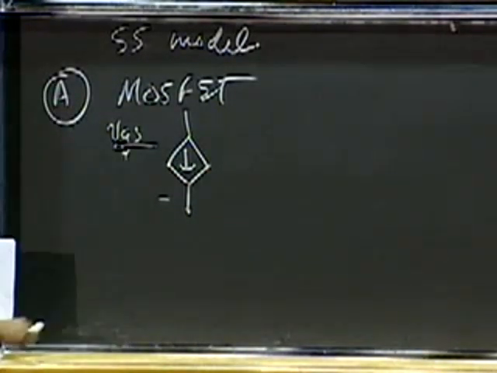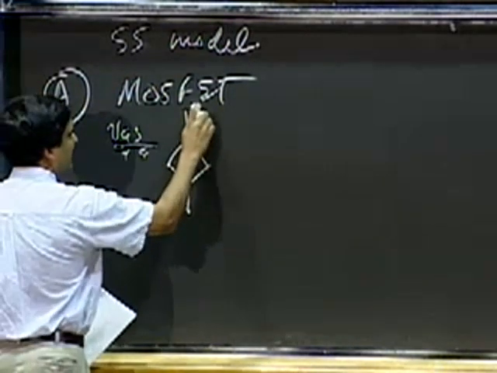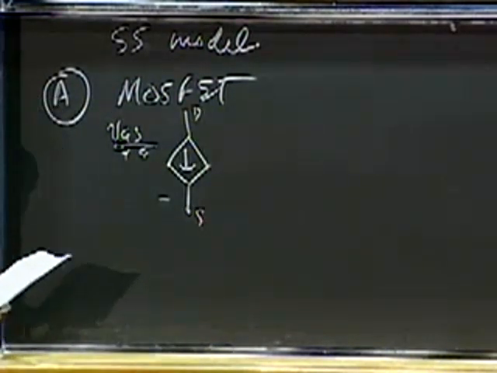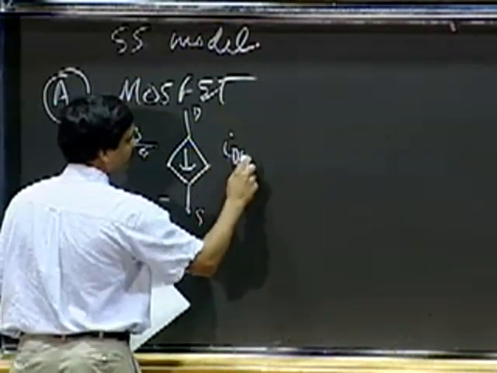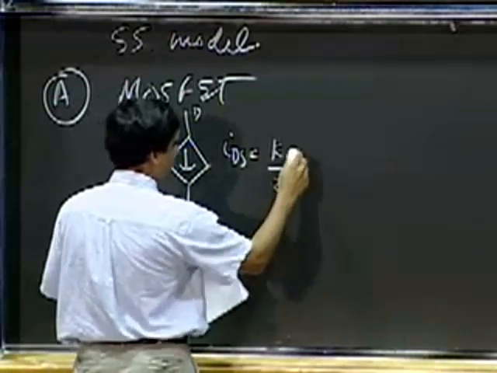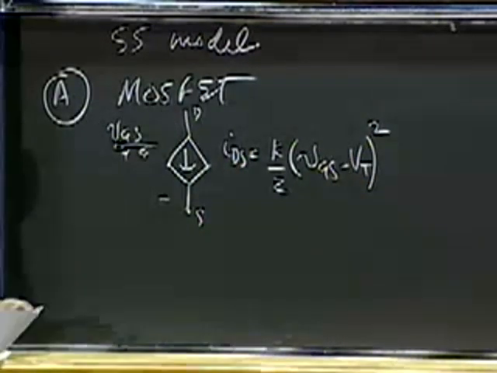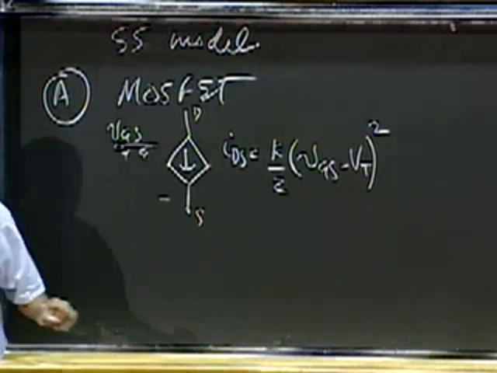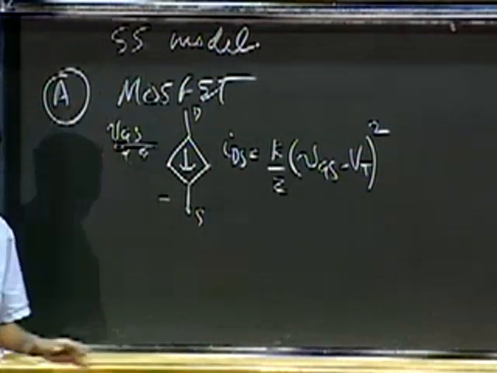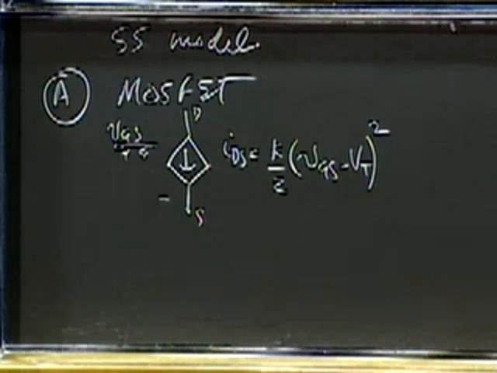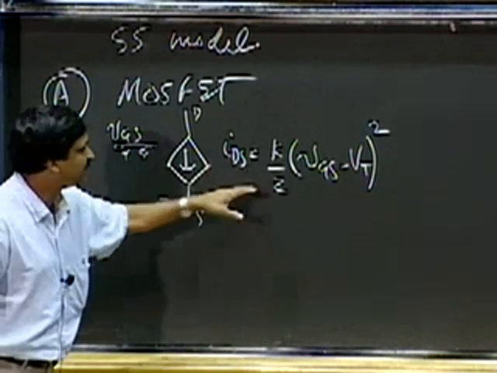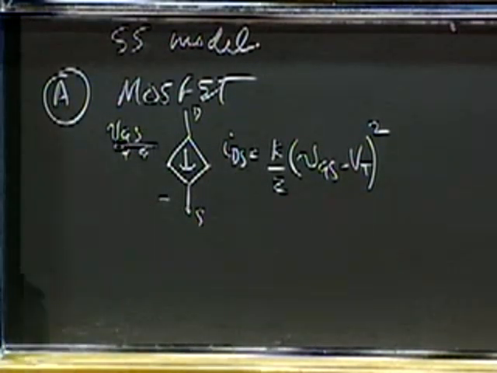So here's my VGS. This is my gate. This is my drain. This is my source. And I know my IDS to be... So this is a large signal model for the MOSFET, again in saturation. I'm talking about all of these models under the saturation discipline. So VGS relates to IDS in the following way for the MOSFET. That's IDS is K by 2, and that's my square law relationship.